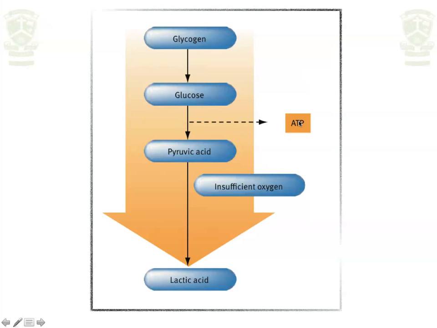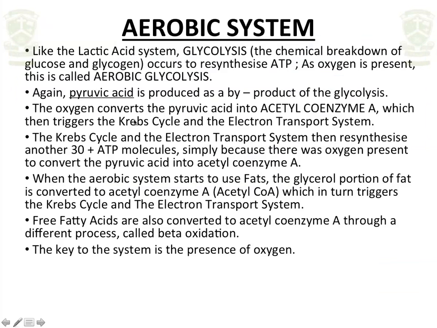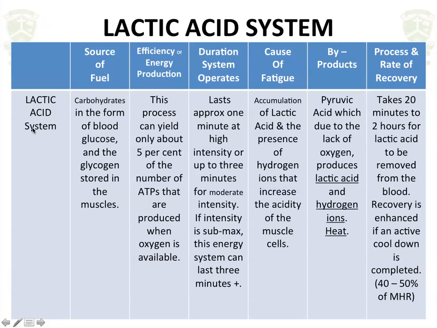Now just having a look at the specific table. So the source of fuel here for the lactic acid system is carbohydrates, which are in the form of blood glucose, and also the glycogen stored in the muscles. How efficient is the energy production? Well, it only yields about 5% of the number of ATP molecules that are produced when oxygen is available. So it's pretty inefficient. Again, it's used at high intensities.